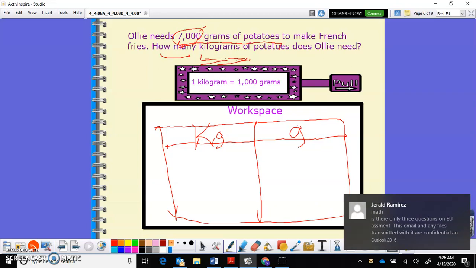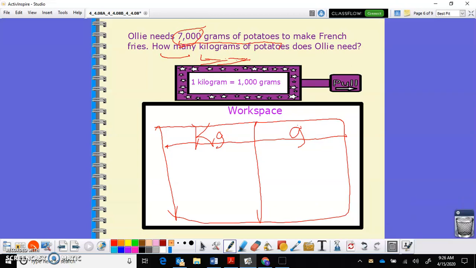So 1 kilogram, I know this right here, it's in front of me, it's also on my reference chart. 1 kilogram is equal to 1,000 grams. My stylus is not working very well this morning. 1 kilogram is equal to 1,000 grams. So what would 2 kilograms equal to?